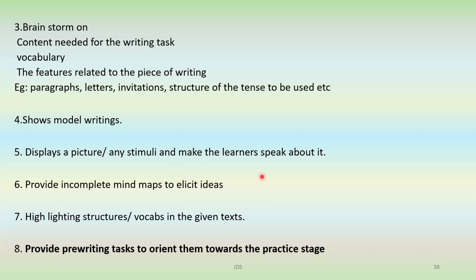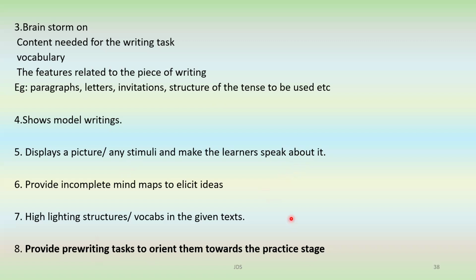If you show them a model, say the model of a paragraph, you can highlight the topic sentence and the concluding sentence in different colors, and then make them think why those two sentences are written in a different color. So what is happening over there? Basically, they are made to brainstorm.